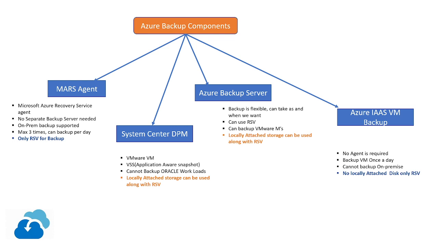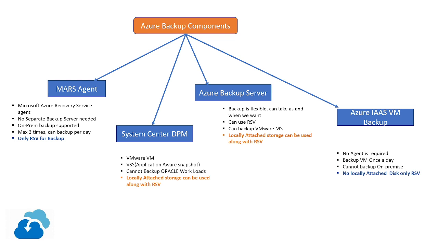See the difference. MARS agent is only for the physical servers, System Center DPM is only for VMware, but the Azure Backup Server supports both on-premises as well as virtual machines, and it supports both RSV and the locally attached storage. So whatever the first two, MARS and System Center DPM, support, it will support both. It is flexible and it also supports local storage.